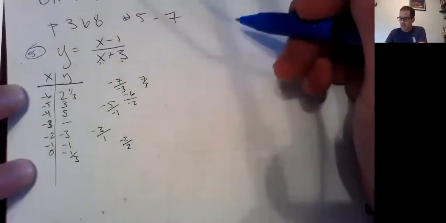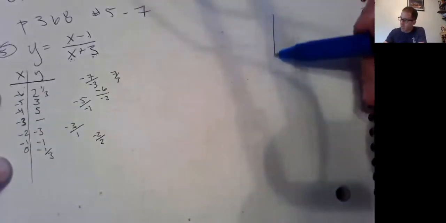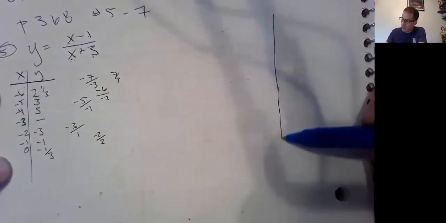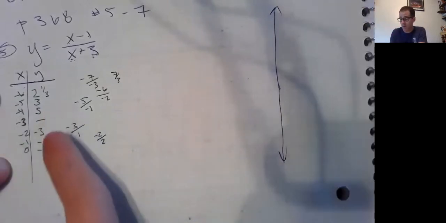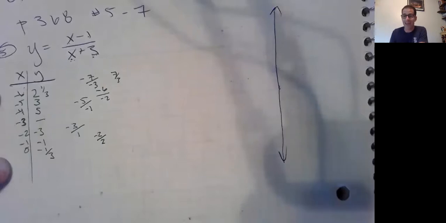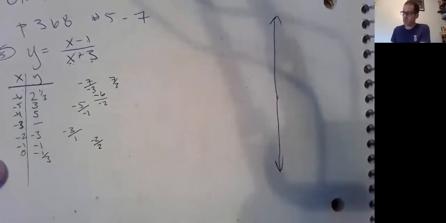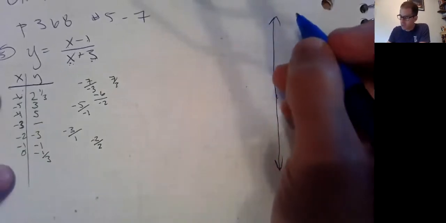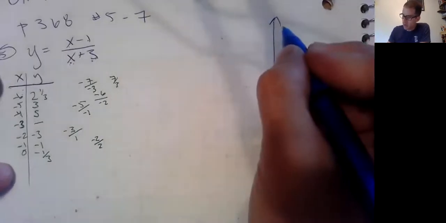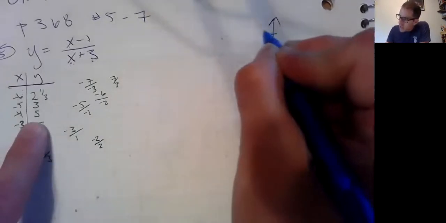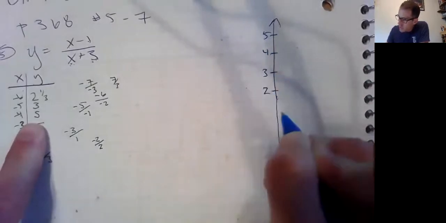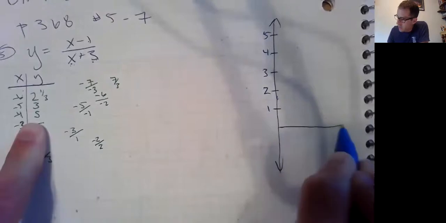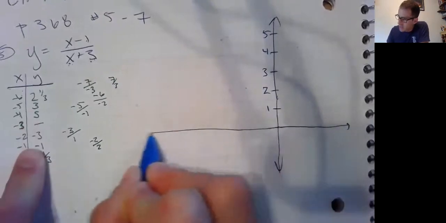My x's are all negative, so my y-axis can be out here. I'm going up to 5 and going down to -3. I'm probably going to have to go by halves and need more space. Let's do the y-axis first. I don't know where to put my x-axis yet. So let's say this is 5, 4, 3, 2, 1. Okay, this will be my x-axis.